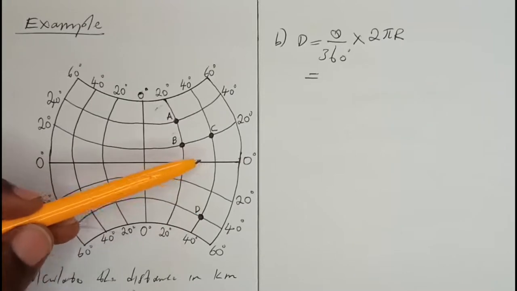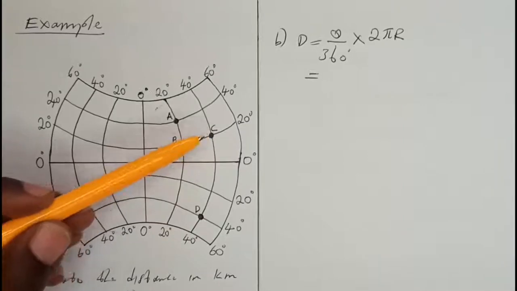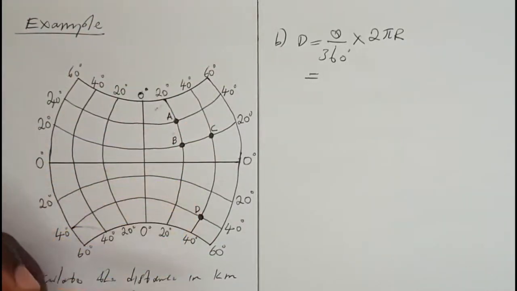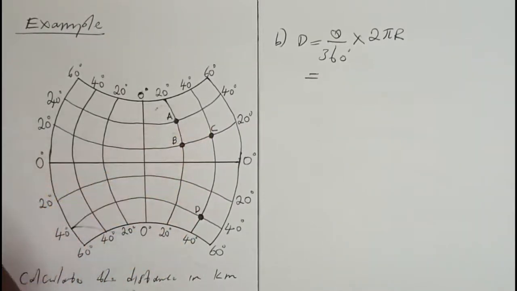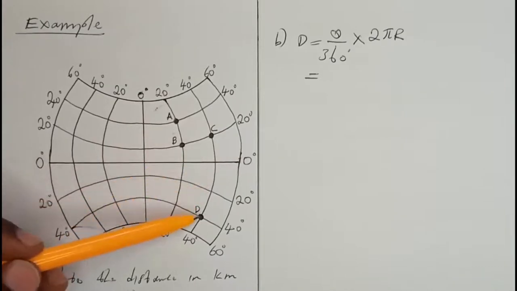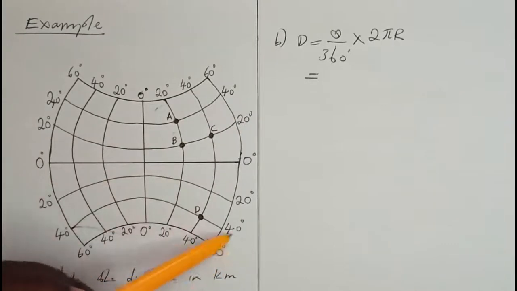In this case, you will notice that these two are found in different hemispheres. C is found in the northern hemisphere, while D is found in the southern hemisphere. Then we said, for such a case, if they are found on different hemispheres, to find their difference in latitude, we add their individual latitudes. But if they are found on the same, we subtract. C is in the northern, while D is in the southern, meaning we add. So it will be 20 plus 40. This will give us 60 degrees.